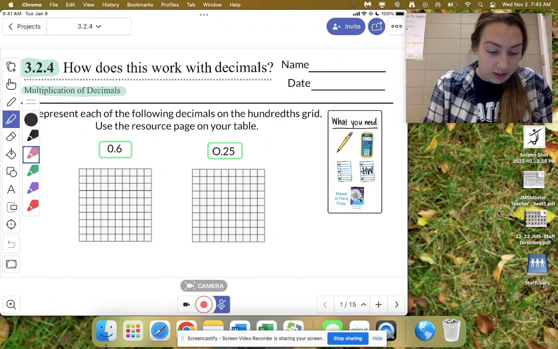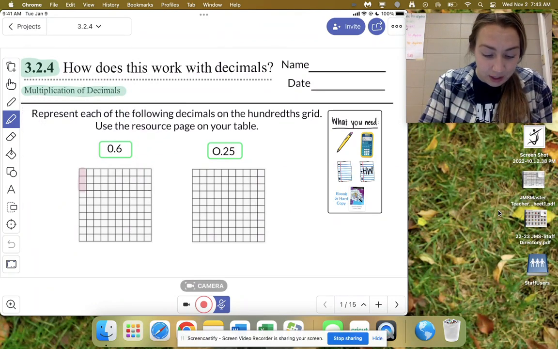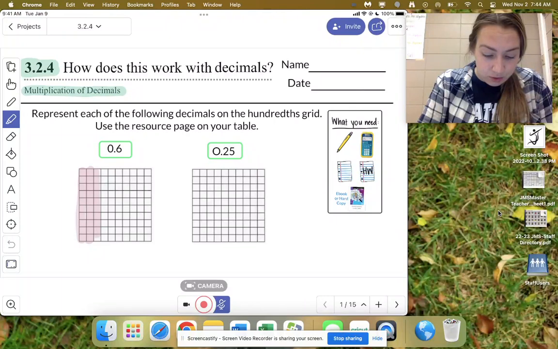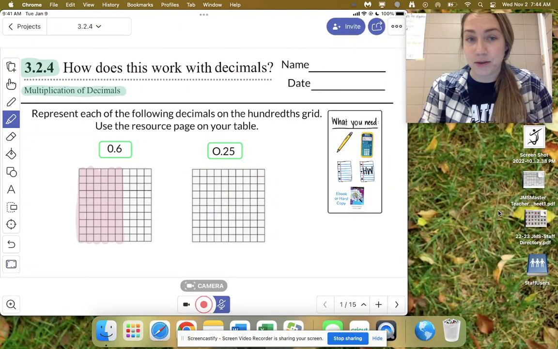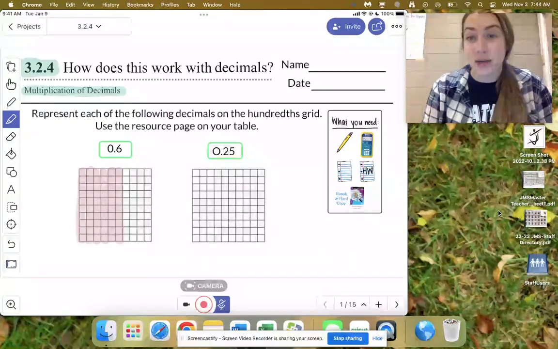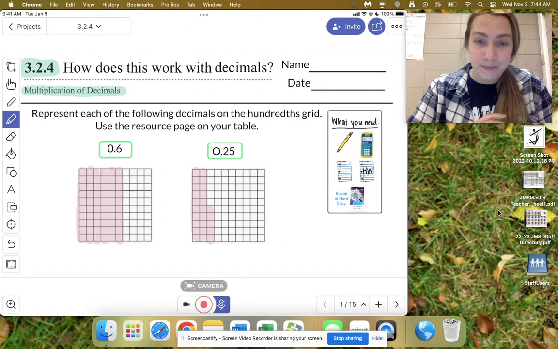Okay, so here is what I would have done. 0.6, you can go in either direction, doesn't matter, but each of these are 10 or tenths. So one row is 10, and we need 6 of them. So 1, 2, 3, 4, 5, 6, because it's 6 tenths, right? And each row is 10 of them. In a total hundredths grid, one row is a tenth. So 6 of them. 0.25 or 25 hundredths. That means we need to shade 25 of them. So since there are 10 in a row, you got 10, 20, and then 1, 2, 3, 4, 5.